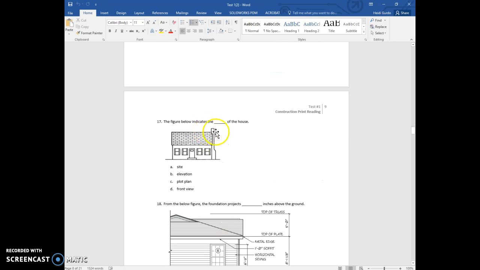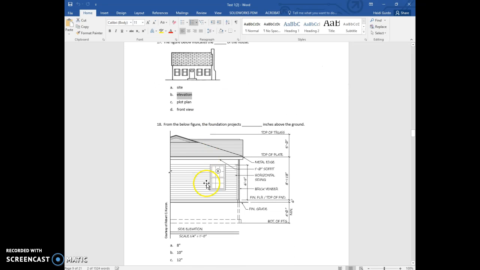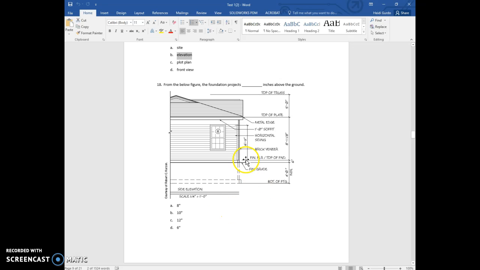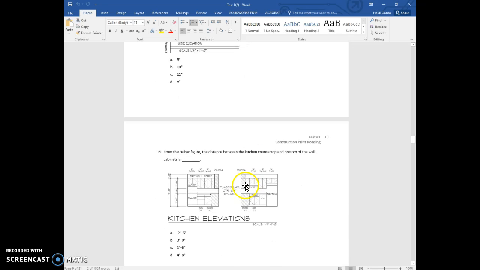The figure below is going to indicate elevation. While it is the front view of the house, we call these elevations, so make sure you're using the right terminology. From the figure below, the foundation projects, and you can see, 6 inches above the ground. So this is finished grade right here, the dark line, and then the foundation goes 6 inches above that.